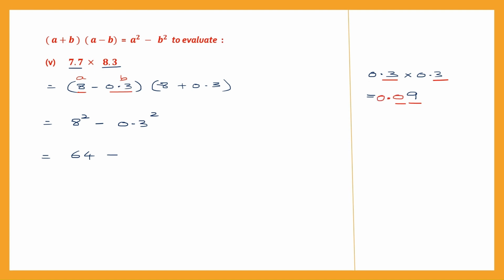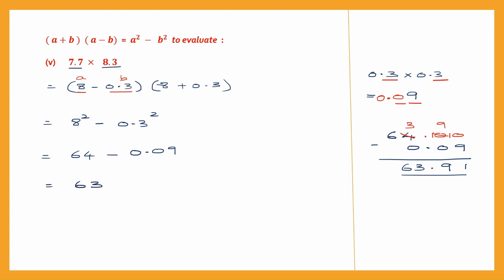So 0.09. So this is 0.09. Now we have to subtract that. So 64 minus 0.09. Now wherever there's a number missing, put the zeros. Now let's borrow from here. So this becomes 3. Now here it's 10. This becomes 9 and 10. 10 minus 9 is 1. 9 minus 0 is 0. This is 3. 6. So what do we have here? We have 63.91. And this is our answer, 63.91.